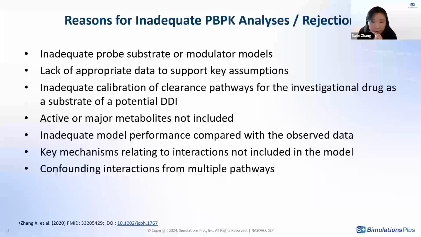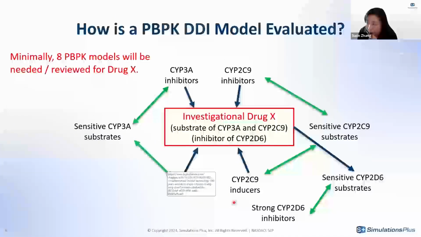So the calibration of clearance pathway, what I mean is, let's still use this example, the hypothetical drug X, where you have a 3A pathway and a 2C9 pathway. What is the fraction of 3A? What is the fraction of 2C9? How did you calibrate that? Probably you will do an in vitro panel study and then an HLM study, or even some in vitro inhibition DDI study, and then you use inter-system extrapolation factors.